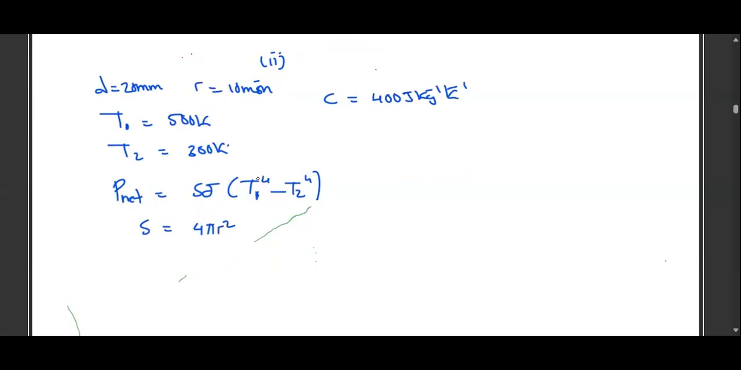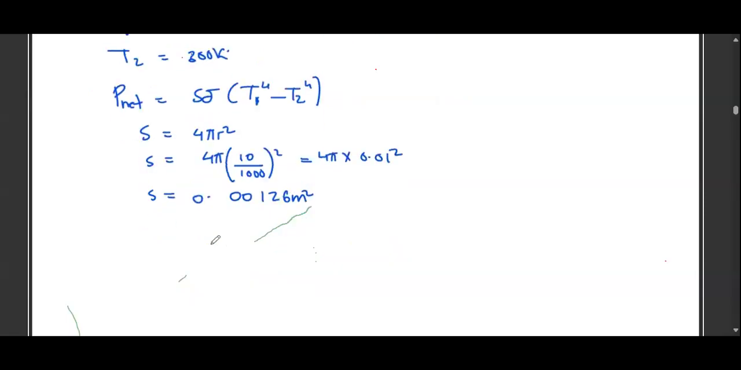So you can get the surface area, which will be 4 pi into 10 divided by 1000 to take it to meters, which will give us 4 pi times 0.01 squared. Using our calculators, I am coming up with our surface area as 0.00126 meters squared.